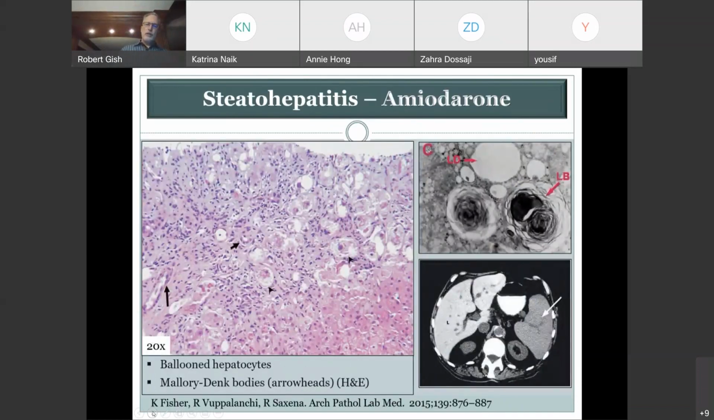Here's a steatohepatitis picture from amiodarone. On the upper right corner is the electron microscopy picture of these lamellar bodies of accumulation of amiodarone, potentially influenced by that polysorbate. On the left, well, it could look like just a pretty severe MAFLD, metabolic associated fatty liver, or it could look like alcoholic hepatitis, but there is just a lot of ballooning. Mallory-Denk bodies don't tell you a whole lot. These are accumulations of ubiquitin and can be seen very commonly in fatty liver, but also immune-related events.